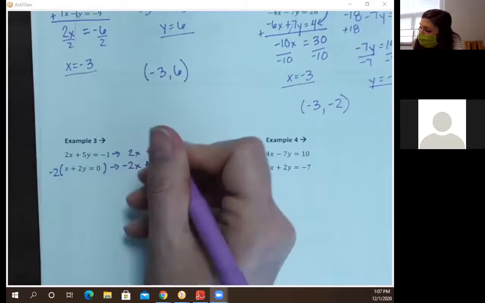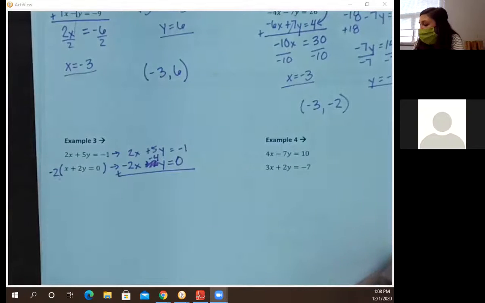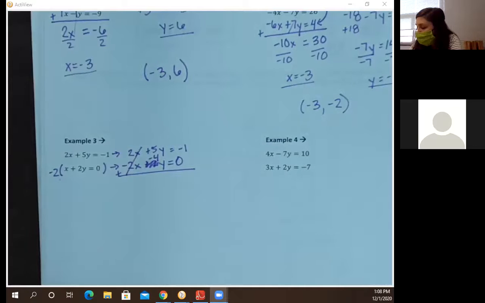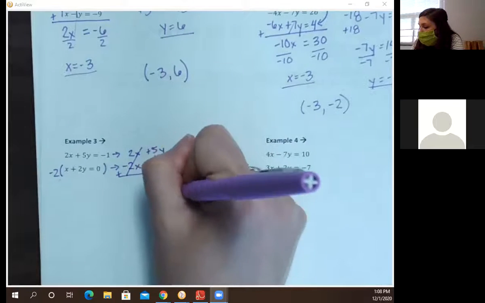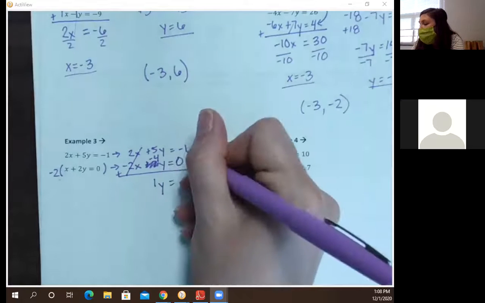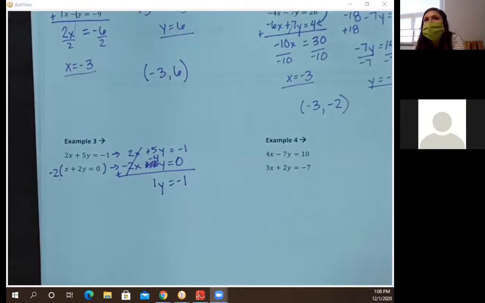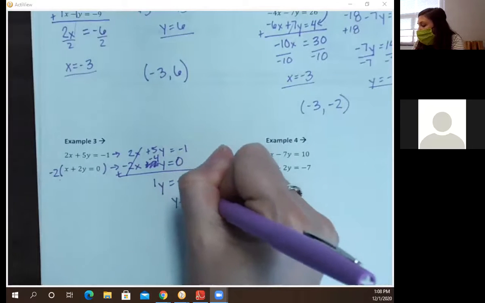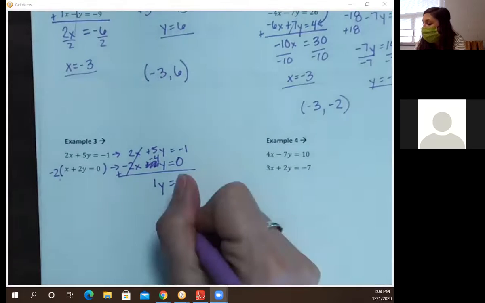Now that my x's have opposite coefficients, I'm going to go ahead and add these equations together. 2x minus 2x is nothing. I've got no more x's. 5y minus 4y would be 1y. And that equals negative 1 plus 0 is negative 1. So I have 1y equals negative 1. Or if I'd rather, I can write that as y equals negative 1. So I have a value for y.